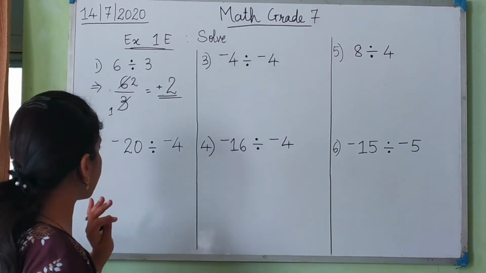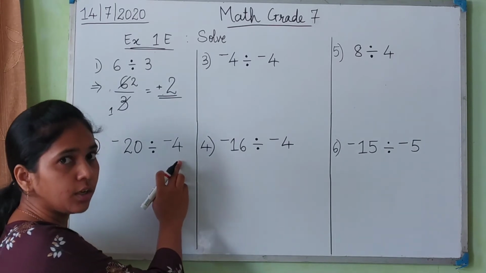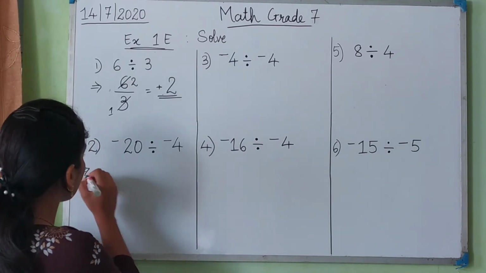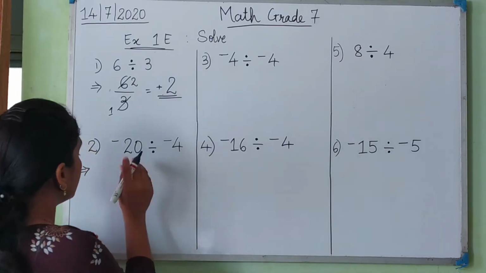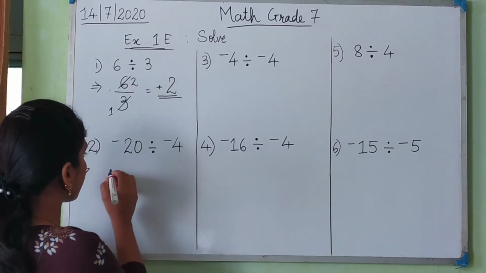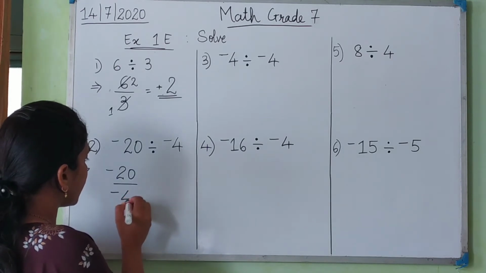Now the second example. In the second example, we can see that both the numbers, 20 and 4, have negative signs. Okay, so how to solve this? First we will do normal division, 20 divided by 4, whatever it is. But we write the number as it is. So we write minus 20 divided by minus 4.